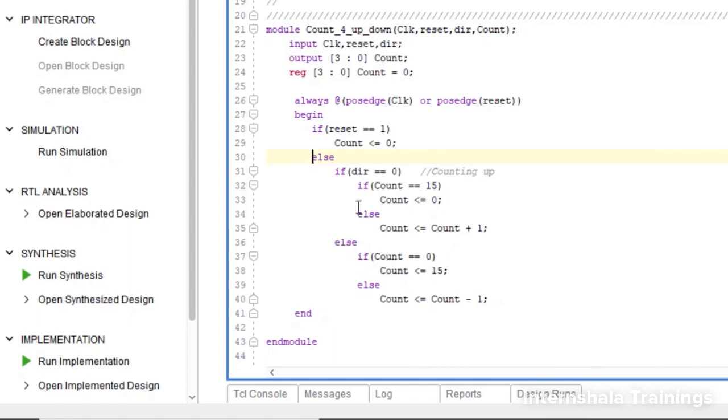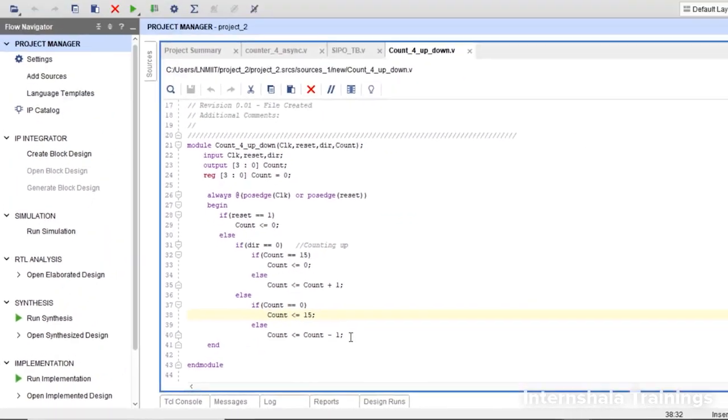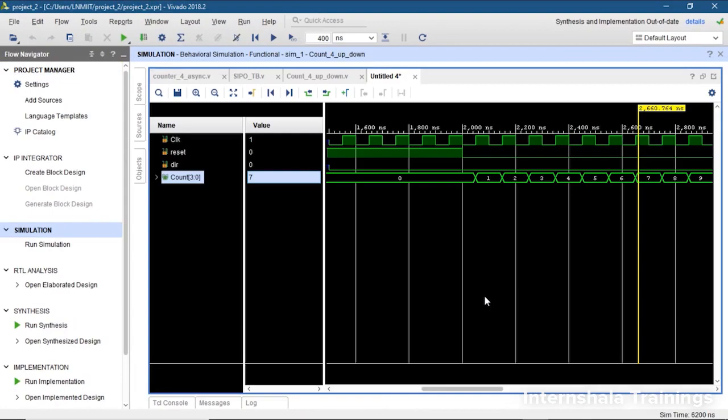Else means when the direction is 1. In this case we are going to count down. So the first thing that we have to make sure is that if my present count is 0, then the next count should be 15. Otherwise, the count value will be count minus 1. So this is the simple code that we have, and now we are going to check the simulation for the same. The simulations are ready.